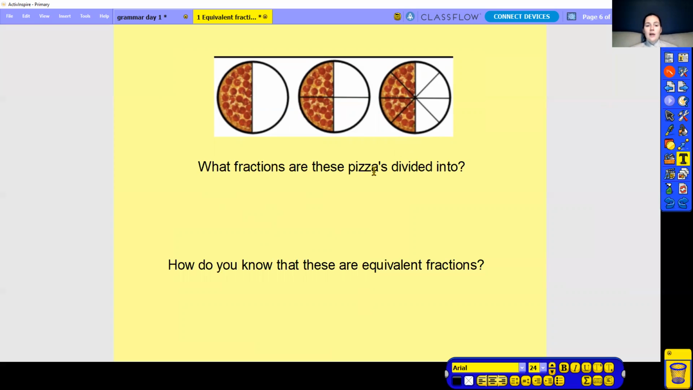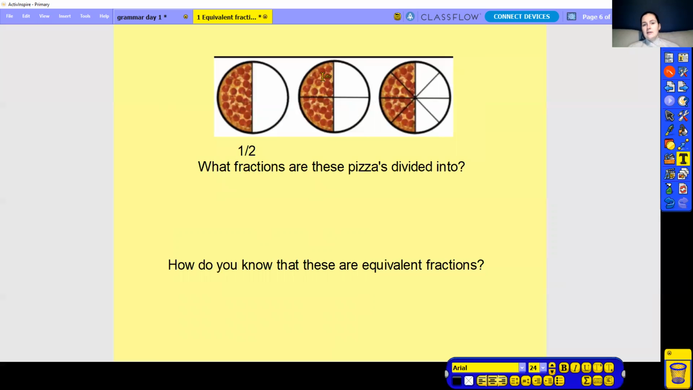Okay, so what are these fractions of these pizzas divided into? Well, this one here is 1 half. So you've got 2 pieces, and you've got 1 piece here, which is pepperoni, my favorite, and then you've got another side, which is blank. So you've got 1 half of the pizza.